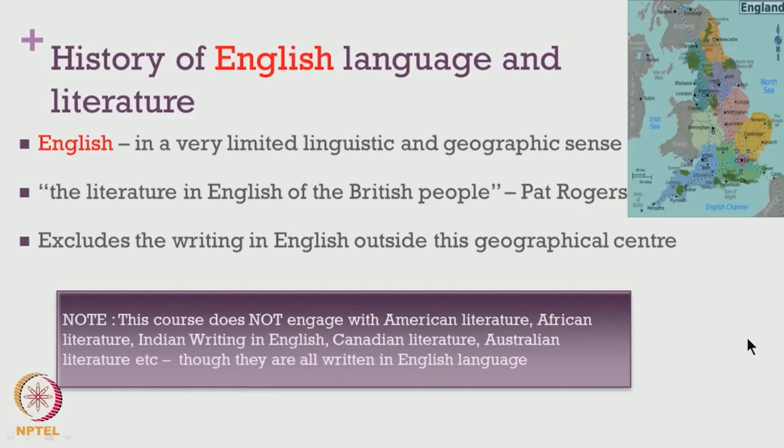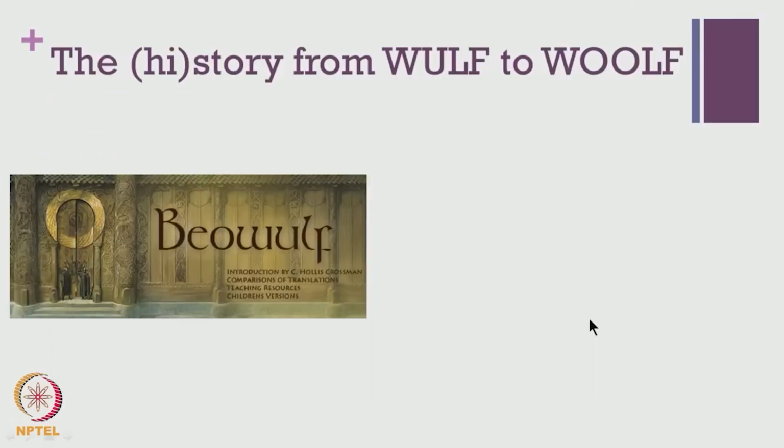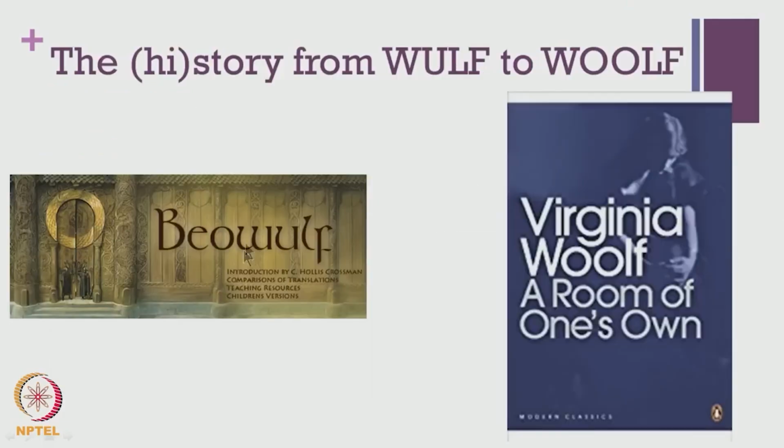Also, it's very important to highlight at the outset that this course does not engage with these other kinds of writings available in English, like American literature, African literature, Indian writing in English, Canadian literature, so on and so forth. So, this is going to be a discussion on the English literature produced from the island of England. And about the period that this course covers, this is going to be a history from Wolf to Woolf. Wolf being the first available text written in Old English, Beowulf, and Woolf being Virginia Woolf, the modernist writer.